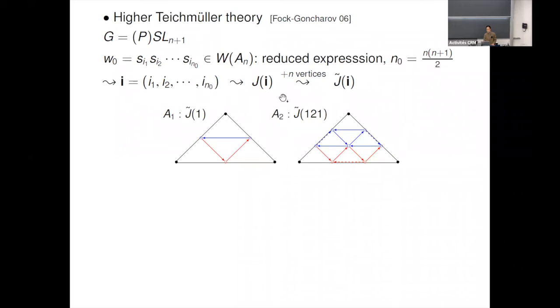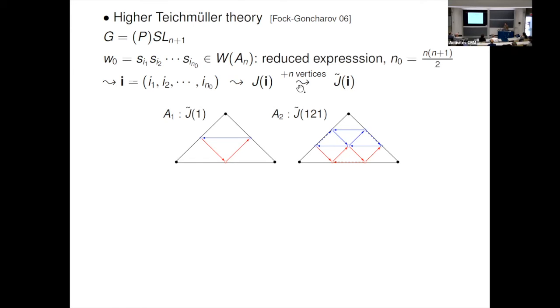We stop here in the case of total positive matrices, but in geometry, we have to add n vertices more, and we get j tilde. So in A1 case, I didn't explain the total positive case, so it is just this blue arrow. In A2 case, we have this blue cleaver. It's the same as before.